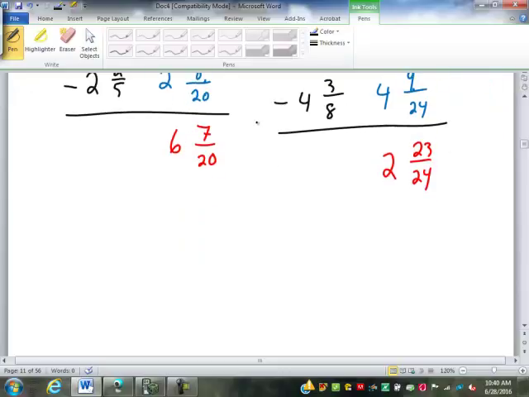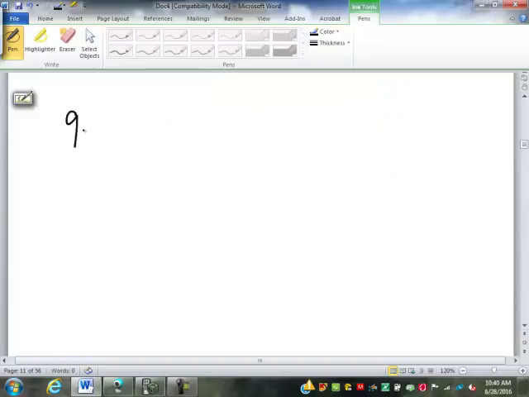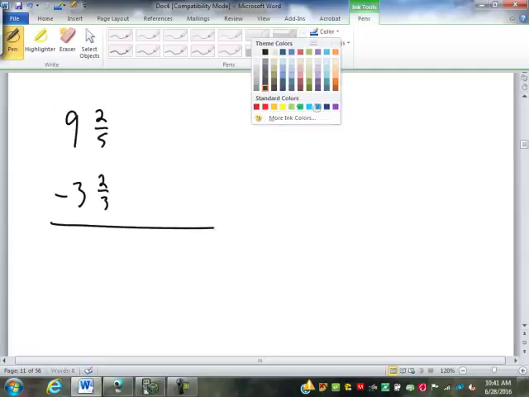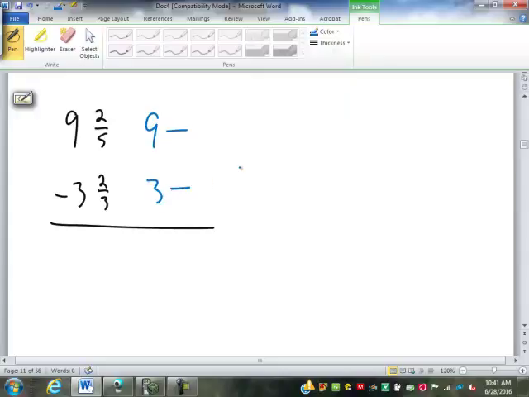Let's look at another one of those. Okay. So let's do something like 9 and 2/5 minus 3 and 2/3. What's my common denominator going to be? 15. What will this be? 6. Good. 5 times 3, so 2 times 3 makes 6. What's this going to be? 10. Good. 3 times 5 makes 15, so 2 times 5 makes 10.